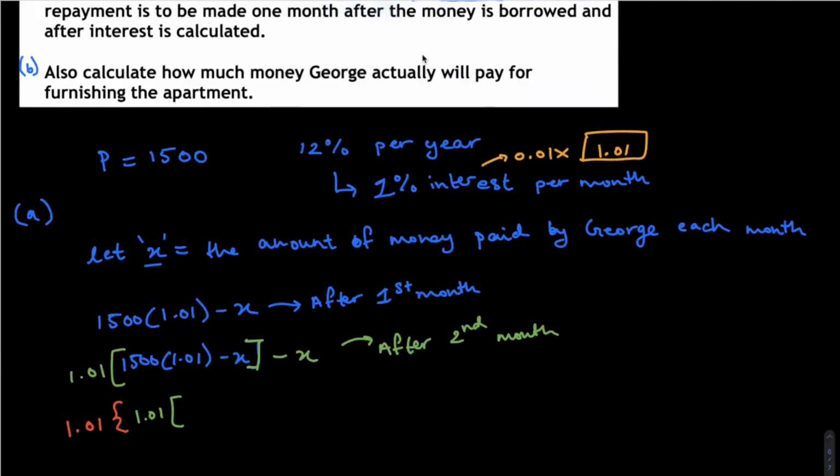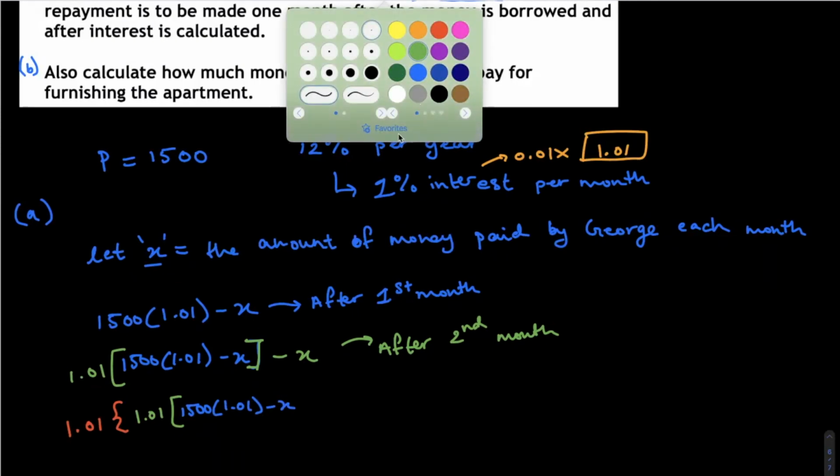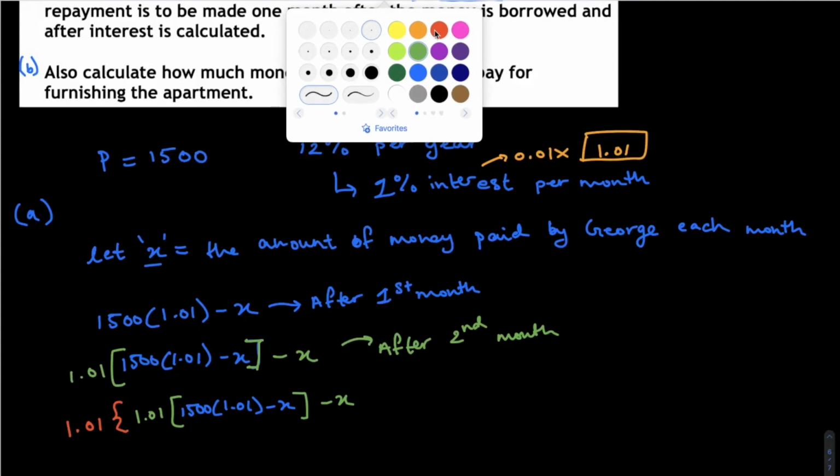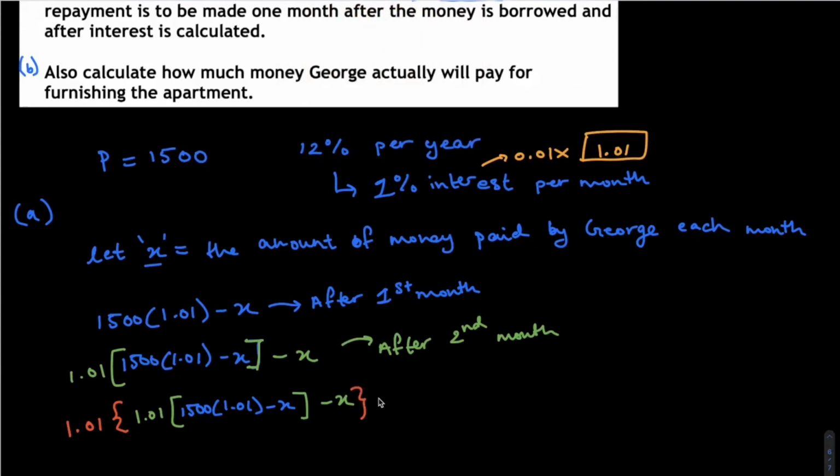So we would have 1500 on the inside for the first month. This is for the first one, right? And then we would have minus x, and then I would have to back it for the third month in red, which would be the curly bracket, and there we go, right? And this is after third month.